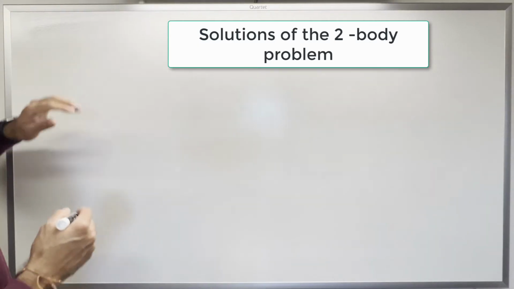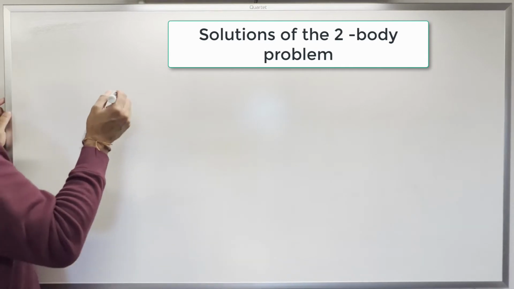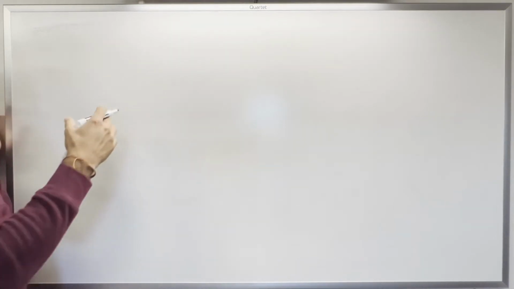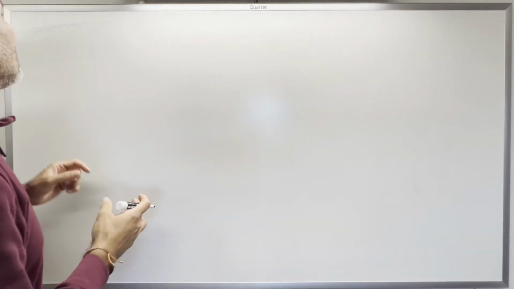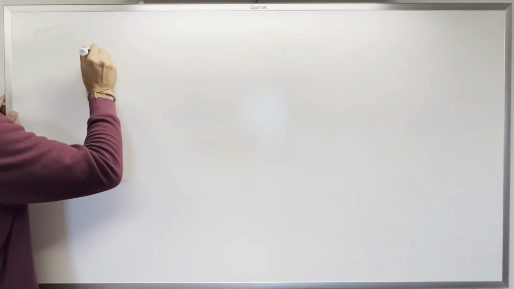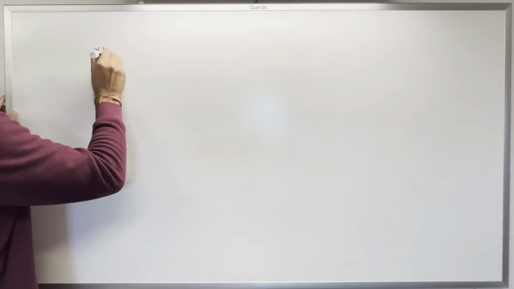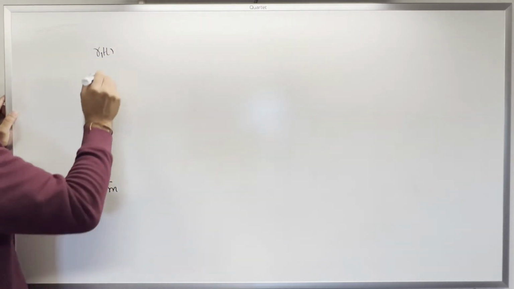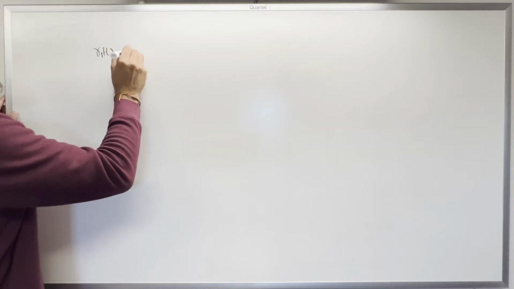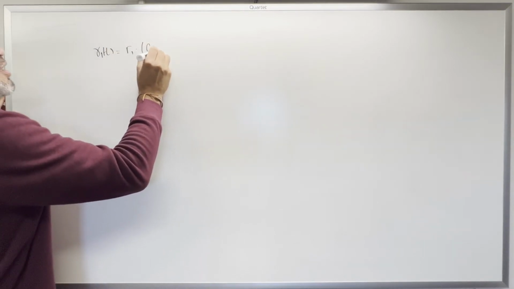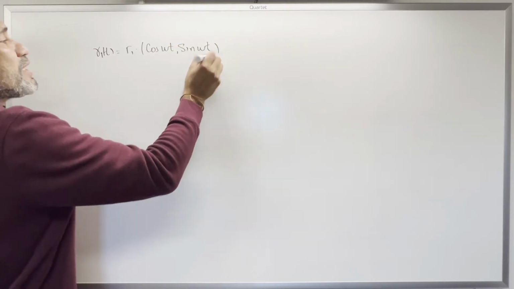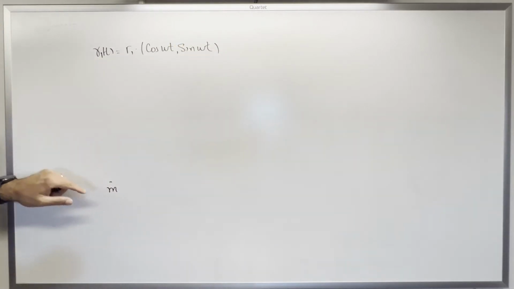Let's try to find some solutions of the two-body problem. One of the easiest ways is to assume some special symmetries for the solution. Let's suppose that gamma 1 of t, which is the motion of the first body with mass m, is given by r1 times cosine of omega t, sine of omega t. We are assuming that gamma 1 moves on a circle.